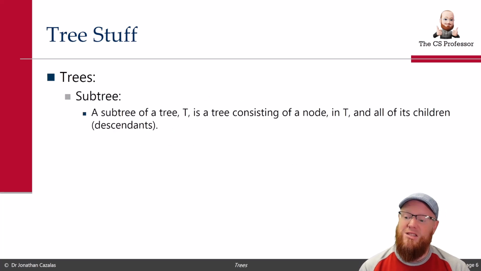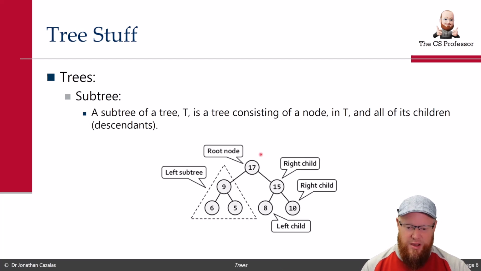Let's look at this idea of a subtree. A subtree of a given tree, T, is a tree consisting of a node within that subtree and all of its children, all of its descendants. So here's some tree right here, rooted at 17. Well, here is a subtree. So a subtree of a tree is a tree consisting of a node and all of its children. So here, if we look at this node 9 and all of its children, which are just 6 and 5, this right here is a subtree. 15, 8, and 10 is another subtree.